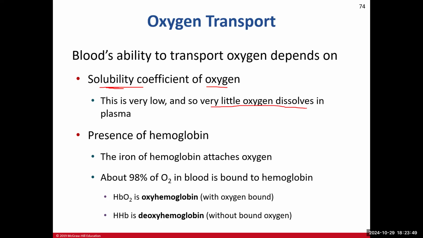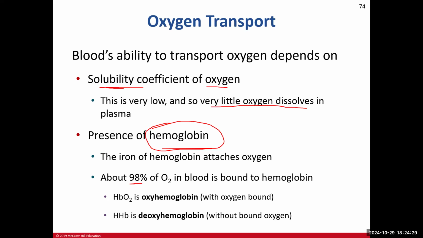So, all right, if we can't dissolve it into the plasma, that means we need something to pick it up to transport it around the blood. Well, guess what? Here comes our hero to the rescue, hemoglobin. Hemoglobin is that plasma protein that is going to transport oxygen. Pretty much 98% of oxygen that's traveling in your blood is going to be stuck onto the hemoglobin. The remaining amount, some will dissolve into our plasma, okay? But the majority of it, 98%, is going to be bound to hemoglobin.